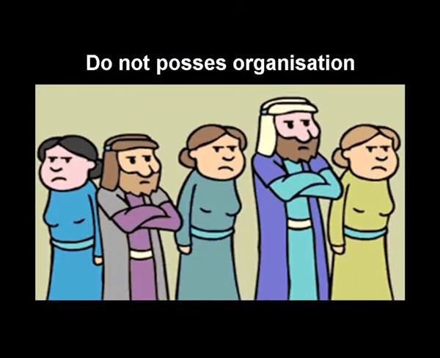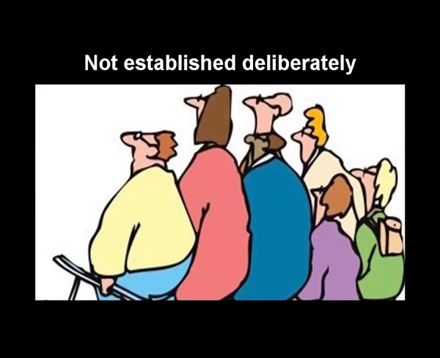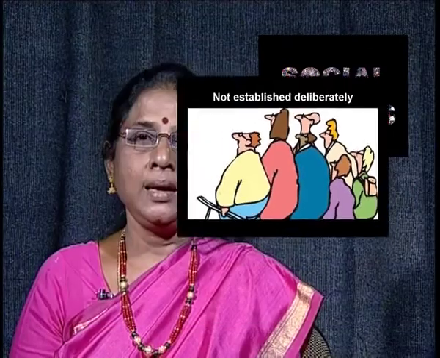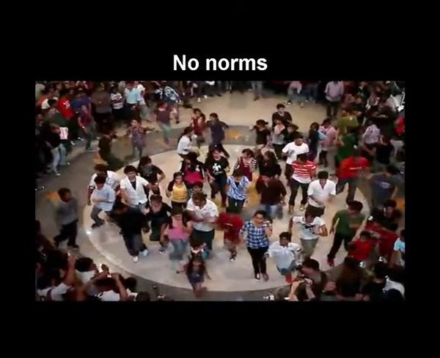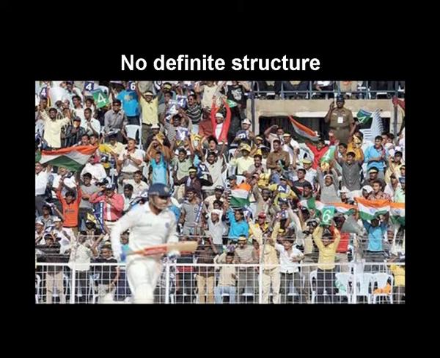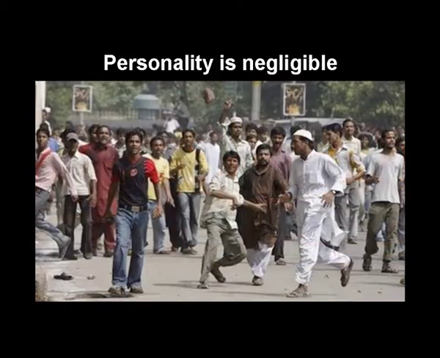1. They do not possess organization. 2. They are not established deliberately. 3. Interactions within these groups are not systematic or regular, since there are no norms to govern it. 4. Unorganized groups do not have a definite structure. 5. These groups are temporary. 6. Their impact on the personality is negligible.